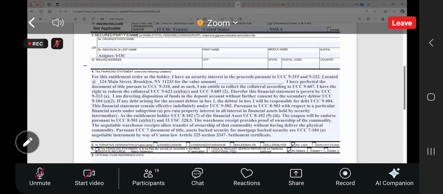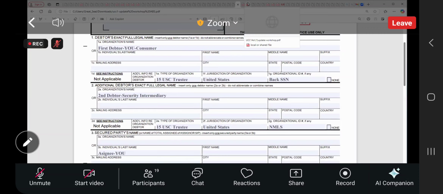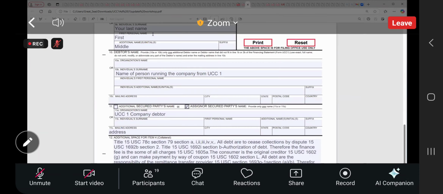Now, the warehouse receipt provides proof of ownership of the commodity. The negotiable warehouse receipt allows transfer of ownership of the commodity without having delivery of the physical commodity. Pursuant to UCC 7, document entitled Asset-Backed Security or Mortgage-Backed Security, or UCC 7-104(a), which is a negotiable instrument by way of Canon Law Article 325, Section 3347 Settlement Certificate. So you're showing them in this assignment that you're using your settlement certificate to take care of and handle all debt. But they got to read the codes. The lawyer is going to read the codes to understand exactly what you're saying. All right? Now, that's the UCC 1.